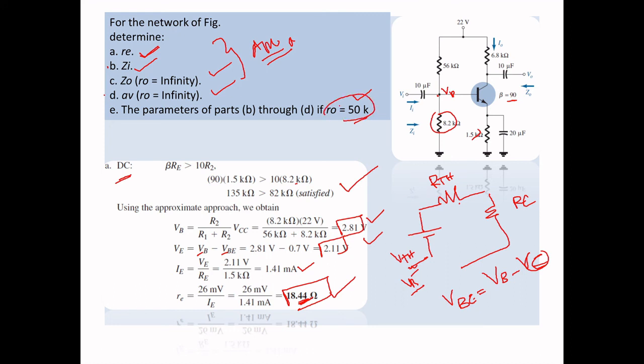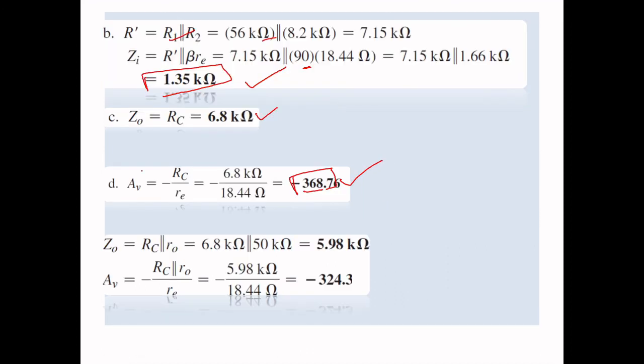In part E, they asked to repeat parts B and D including R0 equal to 50 kilo ohm. So Z0 equal to RC parallel to R0. I included 50 kilo ohm and calculated, so you'll be getting 5.98 kilo ohm. Similarly, they are also asking to find the voltage gain: AV equal to minus RC parallel to R0 divided by RE. Here RC parallel to R0 is 5.98 kilo ohm.